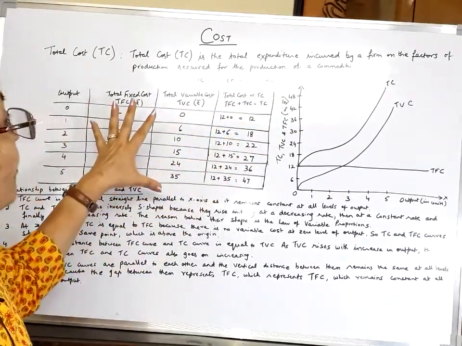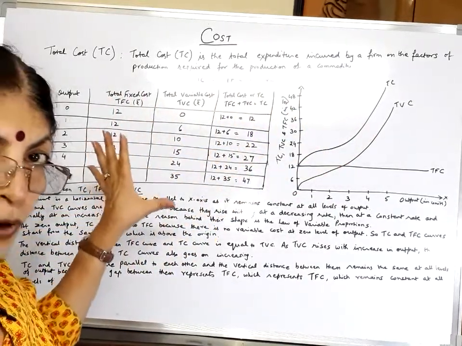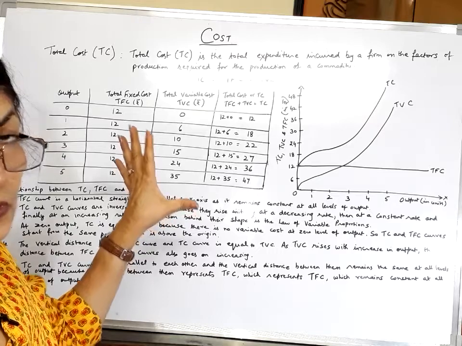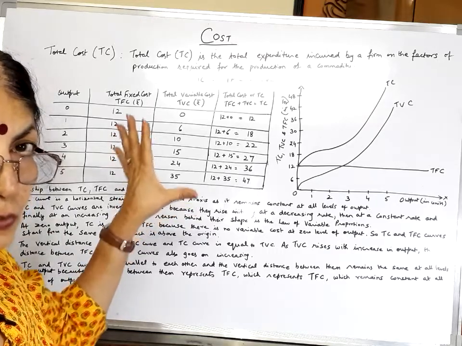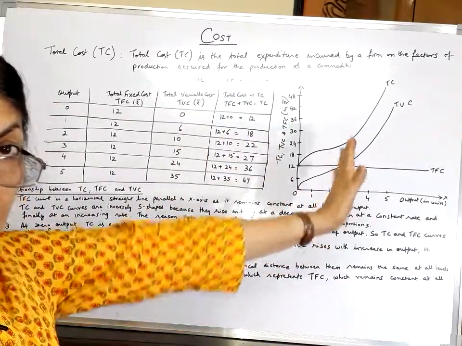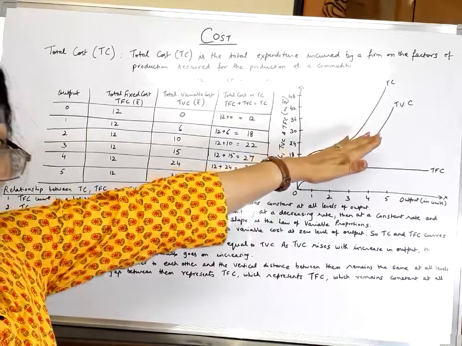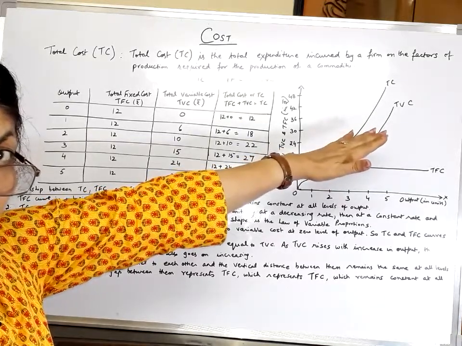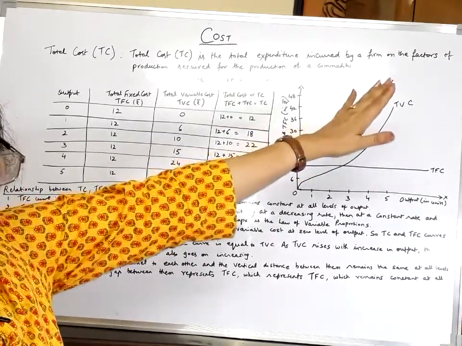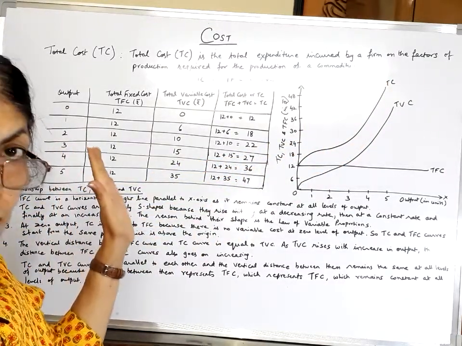I have prepared this schedule and the diagram which comprises all these three types of costs, namely total fixed cost, total variable cost and total cost, along with all the three diagrams, one of total fixed cost, the other total variable cost that we've already done, and the total cost curve. So let us first understand the schedule.